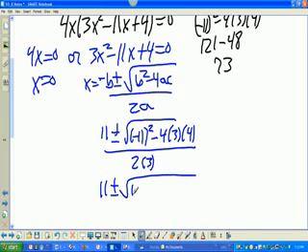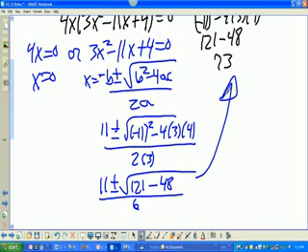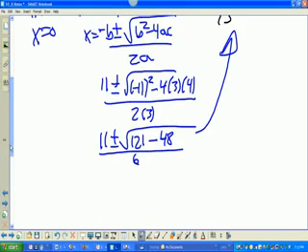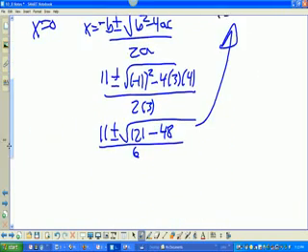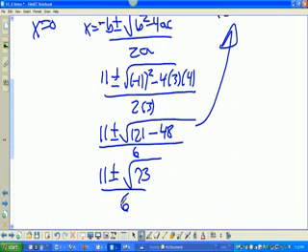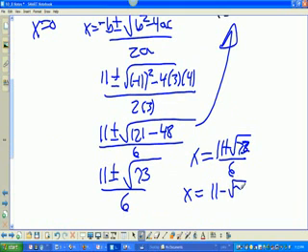So that becomes 11 plus or minus the square root of 121. Already did this, didn't I? Minus 48 all over 6. And the reason I said I already did that, in order to figure out if it factors, the discriminant was 73. So I get 11 plus or minus the square root of 73 all over 6. That's the exact answer. And of course, if I want to find the rounded answer, I can use my calculator and say x equals 11 plus the square root of 73 divided by 6, or x equals 11 minus the square root of 73 divided by 6.